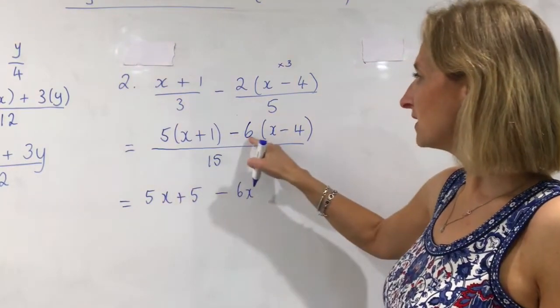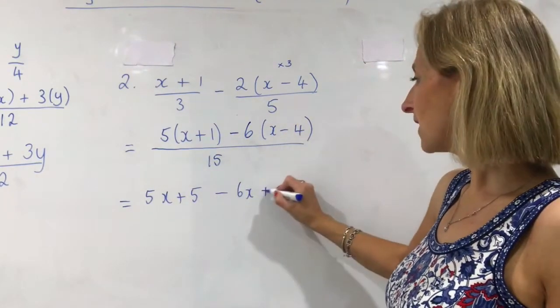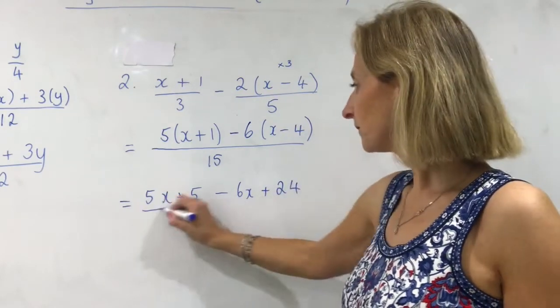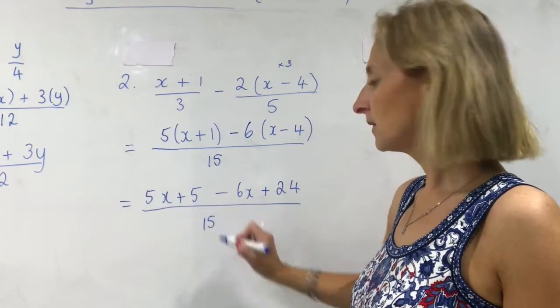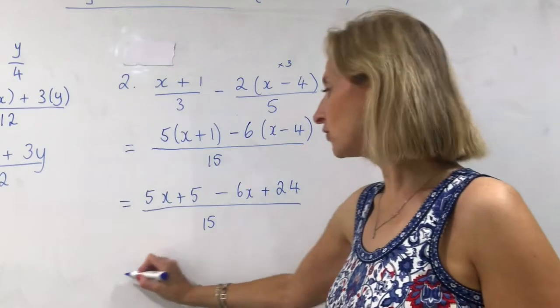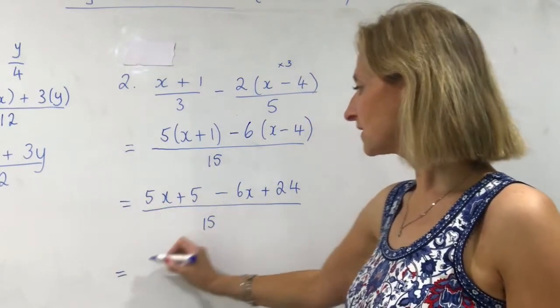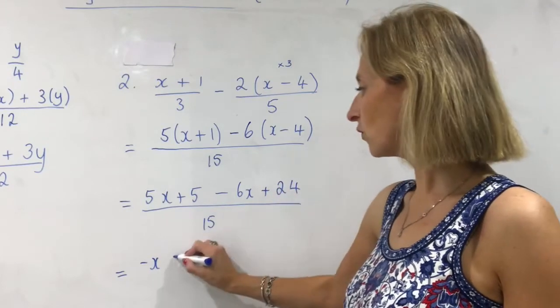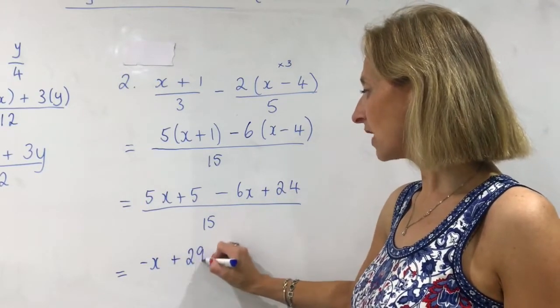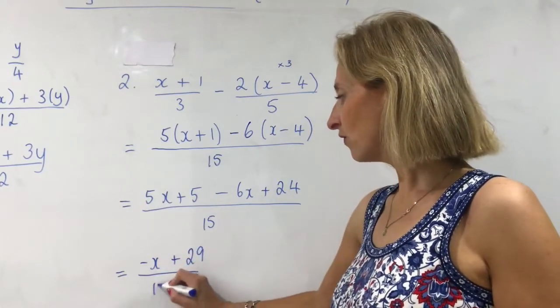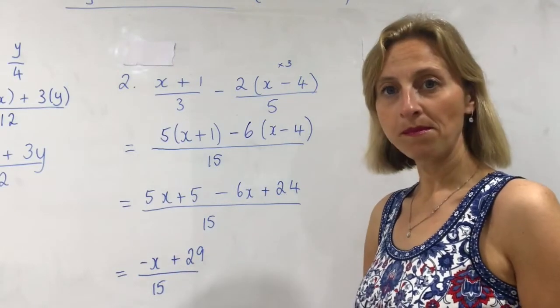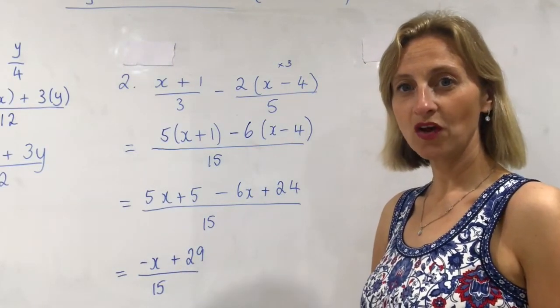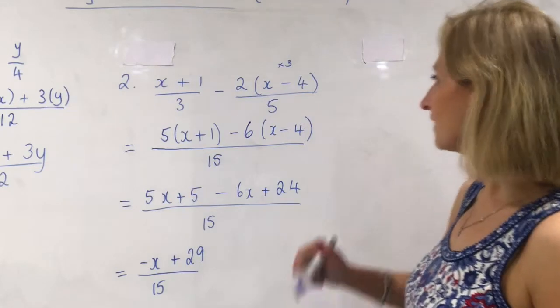Be careful, minus 6 times minus 4 is plus 24. And then you collect like terms if you can on the top. 5x minus 6x is minus 1x, and 5 plus 24 is 29, so you write plus 29 over 15. Hopefully everybody can follow that.